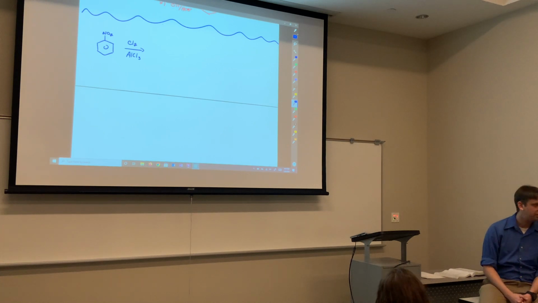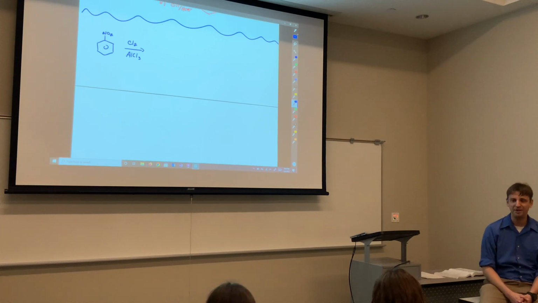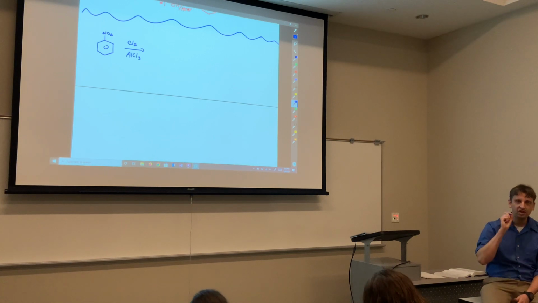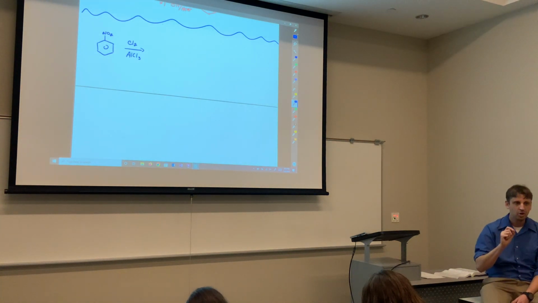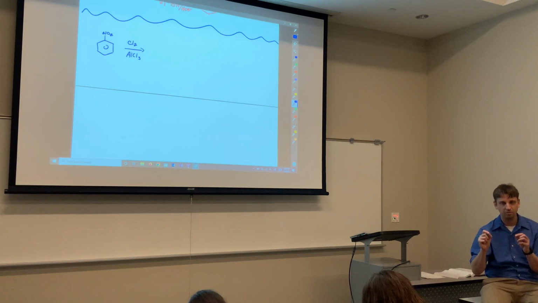So let's back up for a second. Scroll back in your notes. I said scroll, not flip pages. So look back in your notes. What are we effectively doing with every EAS mechanism? We're substituting what on the benzene ring for a new functional group? We're swapping a hydrogen for whatever other functional group.